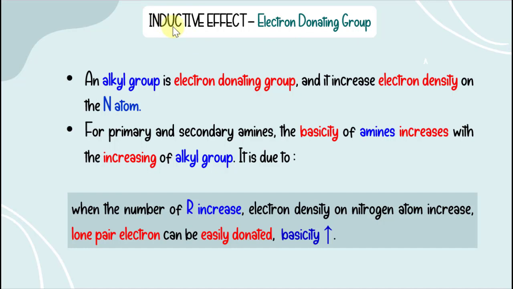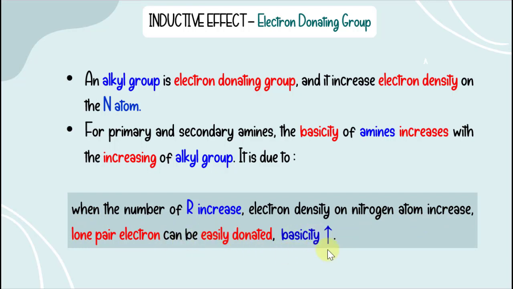So we have an inductive effect, which is the presence of an electron donating group. An alkyl group is an example of an electron donating group. The presence of an alkyl group will increase the electron density on the nitrogen atom. So for primary and secondary amines, the basicity of amines will increase with the increasing of alkyl groups. This is because when the number of alkyl groups increases, the electron density on the nitrogen atom increases, so the lone pair of electrons can be easily donated.